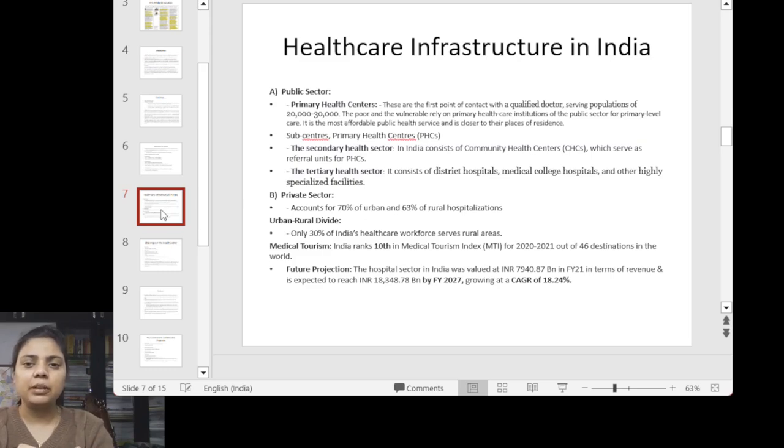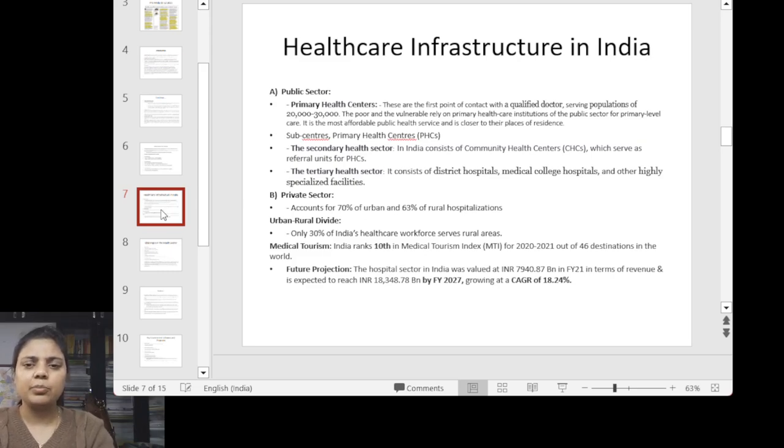If I talk about the private sector, they account for 70% of urban and 63% of rural hospitalization. So public and private sectors both share the health infrastructure.